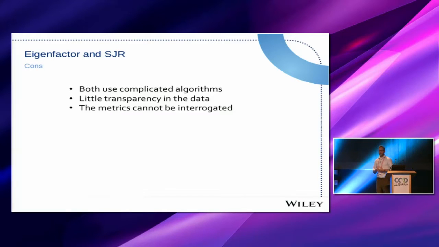Now, some of the problems with these measures are they are extremely complicated. There's little transparency in the data. It is a black box technique. You get the number out of it, and you don't really know what's going on or how you can use it effectively, and you can't interrogate the data whatsoever. So although these are good for certain circumstances, they're not that informative to a journal editor in a lot of ways.